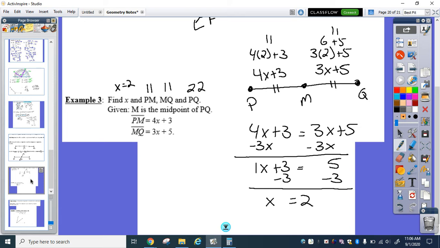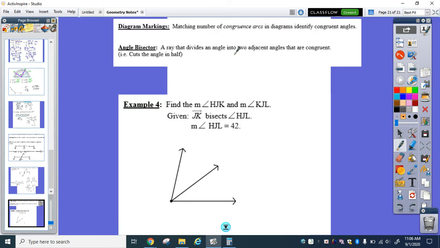All right, one last little bit of information for you. We have angle bisectors. So diagram markings for angle bisectors, matching number of congruent arcs in diagrams identify congruent angles. So anytime you get an angle bisector, it is a ray that divides an angle into two adjacent angles that are congruent. So here's an example of what this looks like.